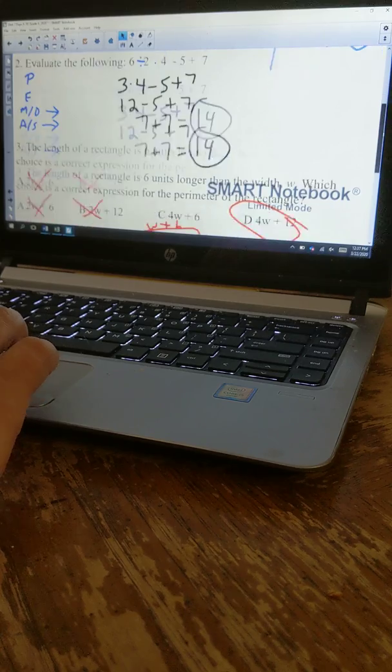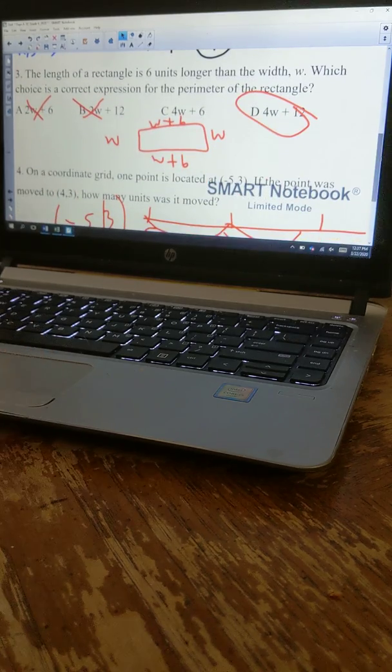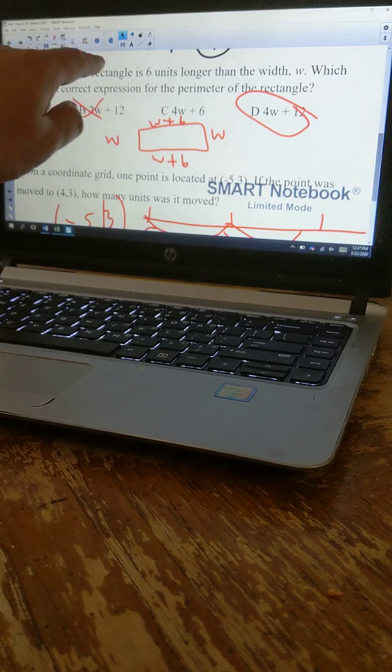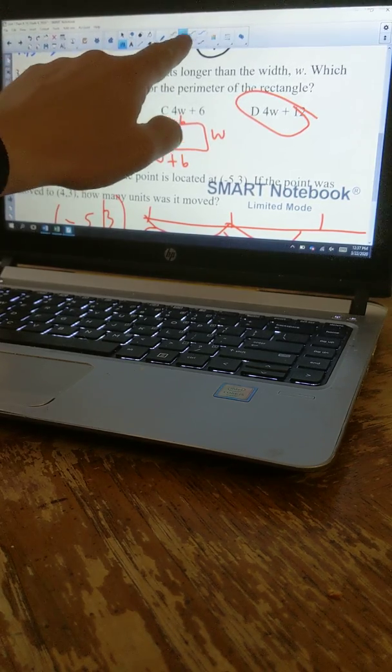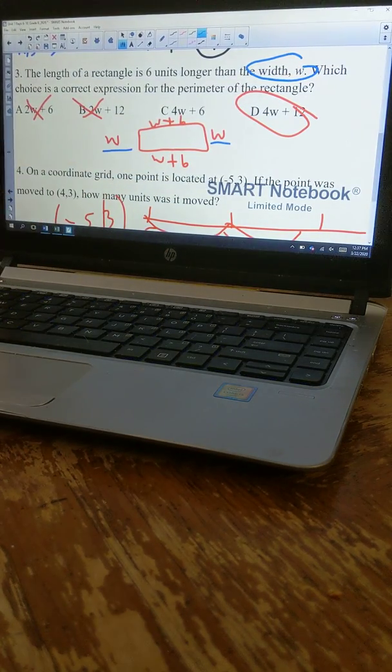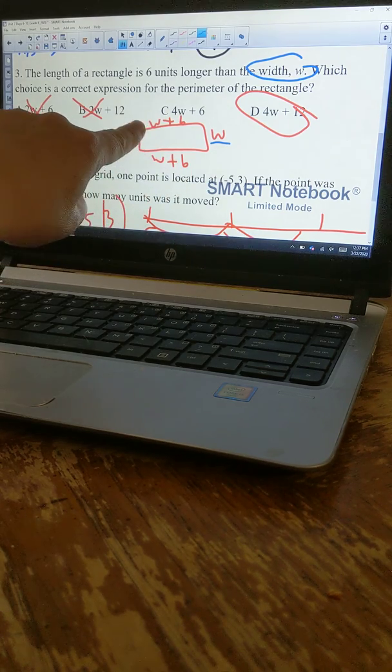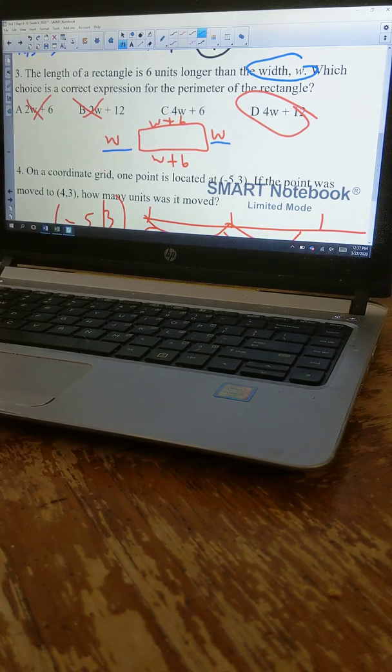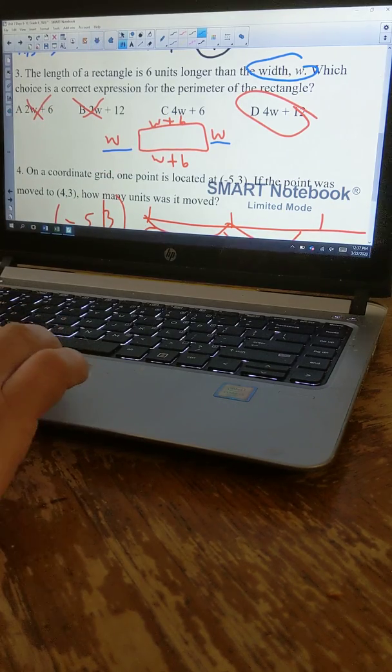Number 3, you got to do a little bit more work than yesterday. The length of a rectangle is 6 units longer than its width, W. Which choice is a correct expression for the perimeter of the rectangle? Well, you had to be a little bit of a detective in the problem and see that it tells us 6 units longer than the width, W. So the width is W. So I labeled my width as W. And it says the length is 6 units longer. So it's whatever the width is plus 6. Whatever the width is plus 6. Combine our like terms, and we have our answer.